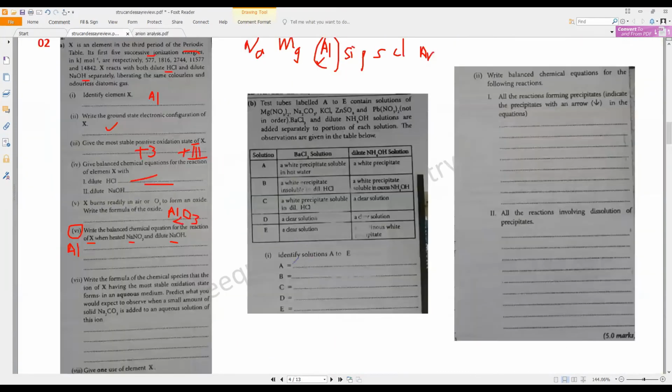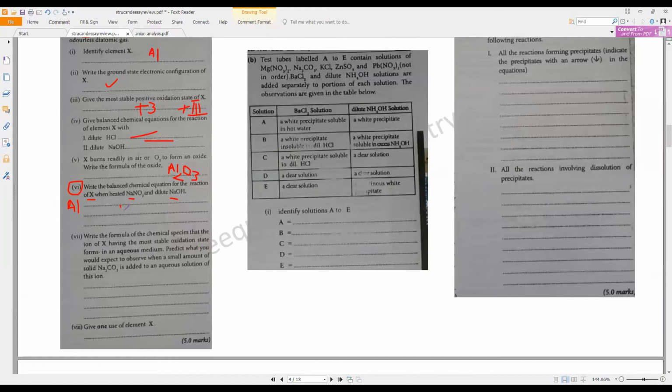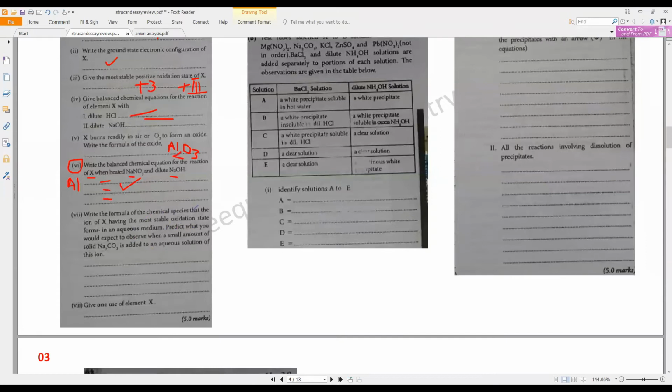Okay, so this is done. So you can write down the balanced chemical equation. So you can write down the oxidation, reduction, and overall. That's it. Write the formula of the chemical species of the X, aluminium, having the most stable oxidation state that forms in the aqueous media.